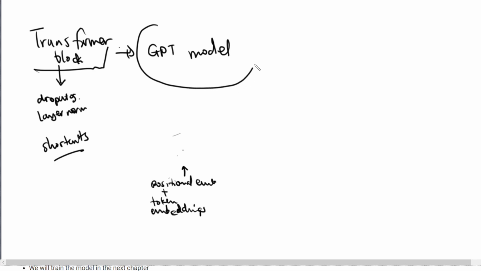Ultimately, what we wanted was to create this GPT model class. That's what we wanted to do. Now it is a class that is just vanilla. It has not been trained yet. That's why in the previous video, it generated text that is not coherent.